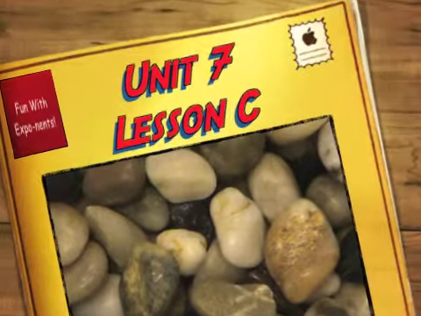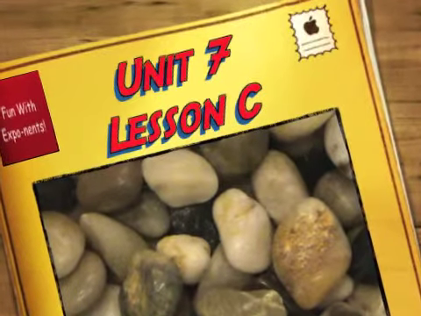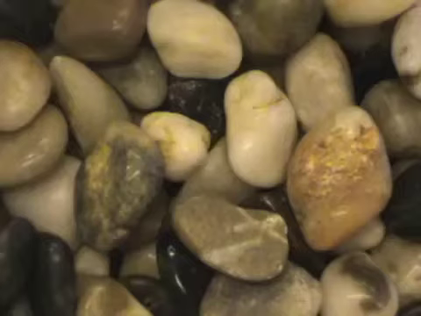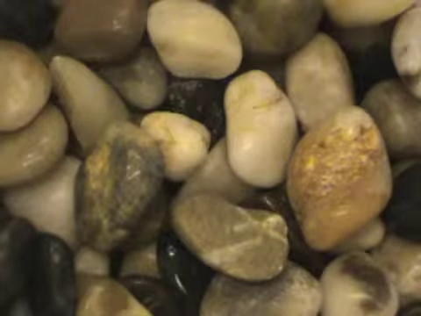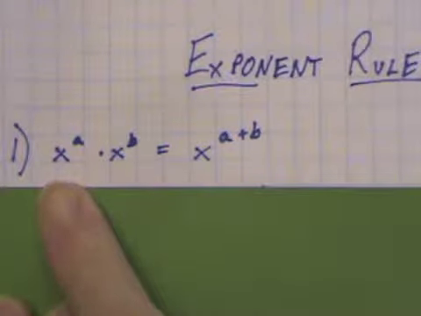This is the third lesson in Unit 7. I guess I'm going to call this Lesson 7C. And there's some information that I need you to get written down in your notebooks. All right, here is the list of rules that we've been working on dealing with exponents. I have written these out in what you'd call an algebraic form because I'm using variables instead of numbers. I want you to get this list written down in your notebook so that you can refer back to it.